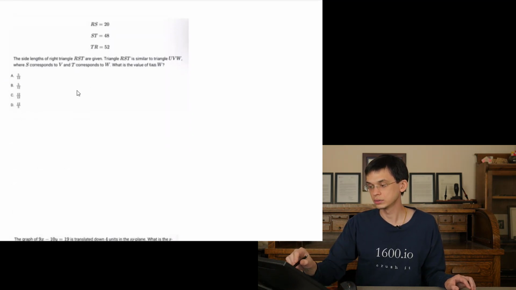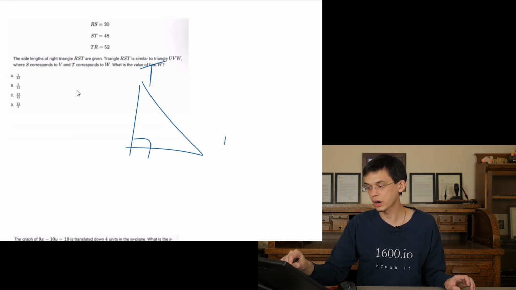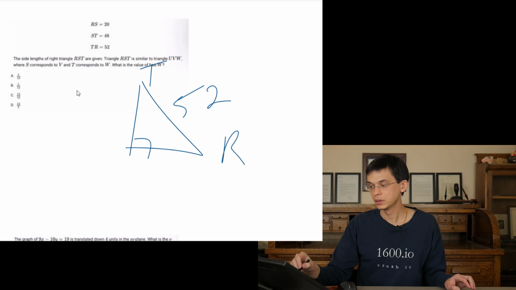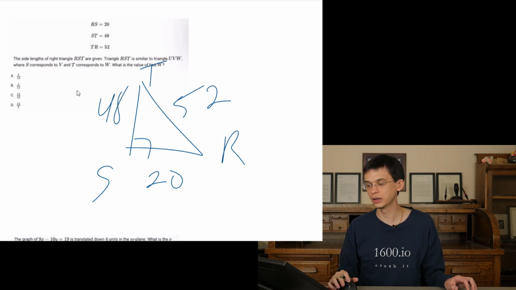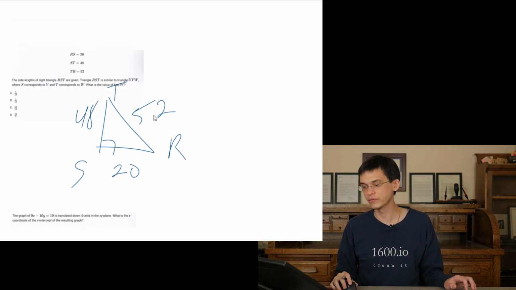RST, so we have a triangle RST. TR is going to be the hypotenuse. RS is 20. This is going to be 48. This is actually a 5, 12, 13 right triangle.